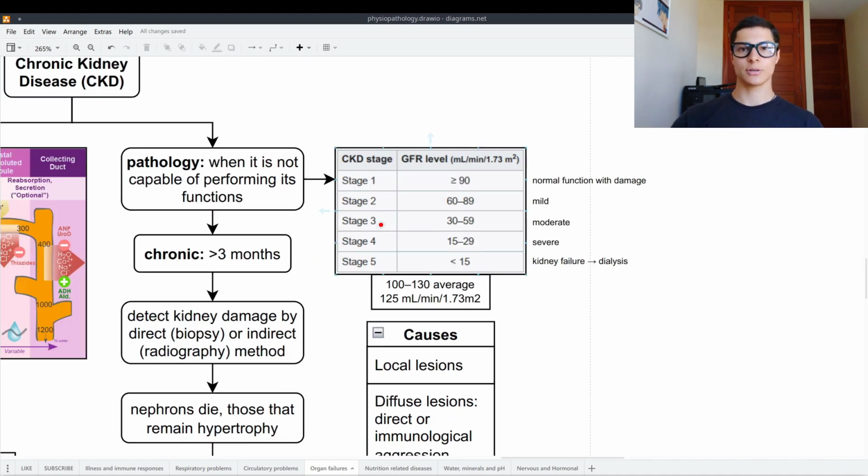We have 5 stages of this chronic kidney disease depending on the glomerular filtration rate level. Stage 1, more than 90, normal function with damage. Stage 2, 60 to 89, which is mild. Stage 3, from 30 to 59, which is moderate. Stage 4, from 15 to 29, which is severe. And stage 5, less than 15, which is kidney failure, and we require a dialysis. Normal values of glomerular filtration rate between 100 and 130, with an average of 125.